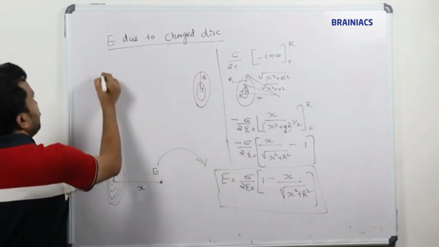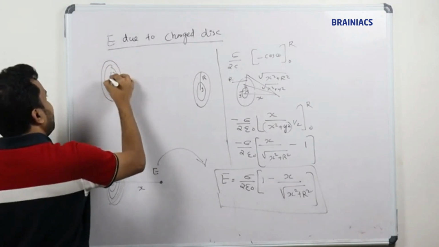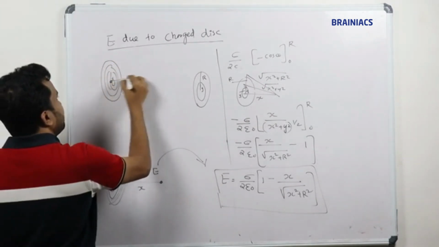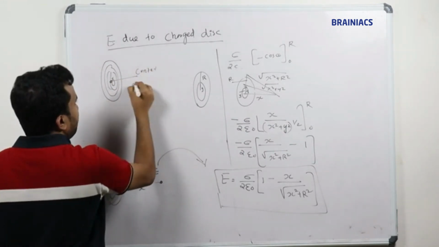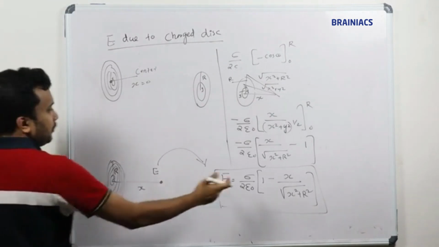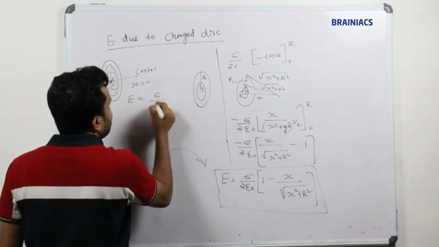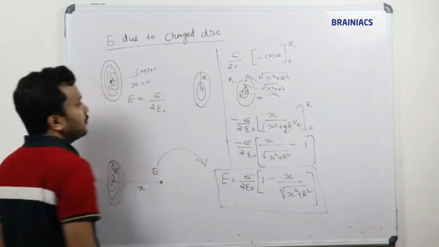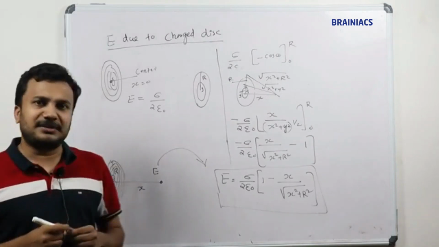Now one question to you, if it is a disk like this, correct? So what is the electric field intensity at the center? At this center means x will be equal to 0. This point is at the center. If x is equal to 0, what is the electric field intensity at the center of a disk? Sigma divided by 2 times epsilon 0.